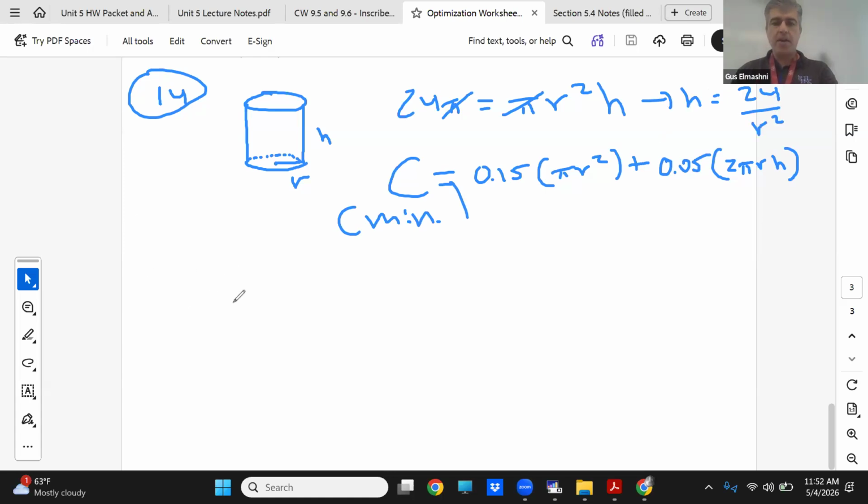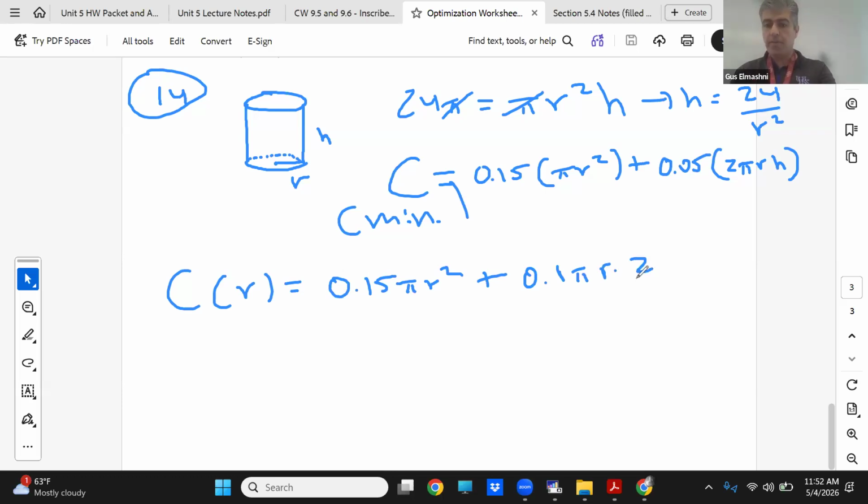So C, in terms of r, will be 0.15 pi r squared plus, and then what's 0.05 times 2? It's 0.1, right? 0.1 pi r times 24 over r squared. Should probably clean this up a tad. Let's clean it up. Plus 2.4 pi over r.